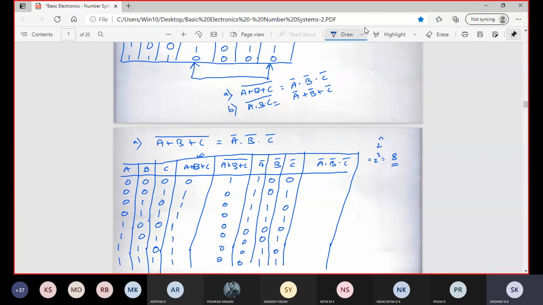So now AND operation of this. If you find even a single 0, the output will be 0 for AND operation. Correct? AND means what? Multiplication. Dot. So 1 into 0 into 0. Sir, in B complement, in the formula, B and C, it should be 1, 1. Yeah, got it. Thank you for correcting. Sir, in C also. Yes.